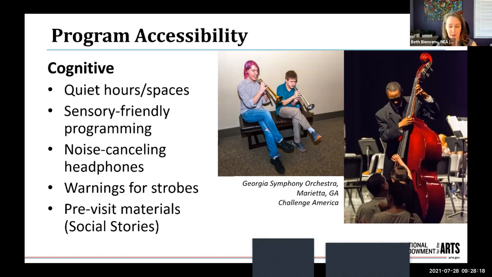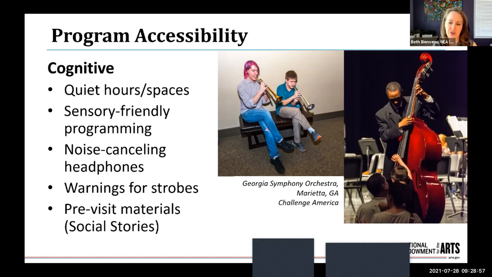Offering noise canceling headphones, providing warning for strobes, which can help with people with seizure disorders, and then offering pre-visit materials, otherwise known as social stories, that provides information on what to expect, how to get to the venue, what they will see there. It takes them through the whole process to help ease anxiety about entering a new situation. And this helps a lot of people, because I know that I often need to know, okay, where am I going to park? How am I going to get there? It's really important for a lot of people to help ease anxiety.